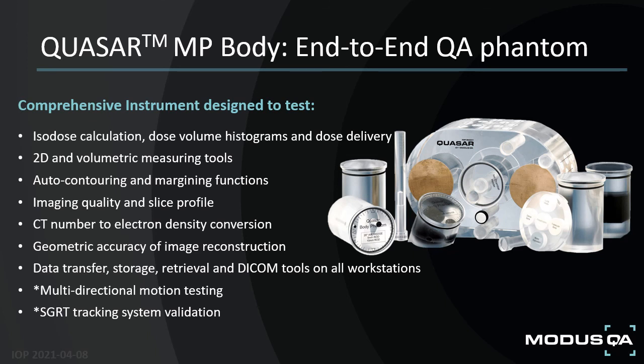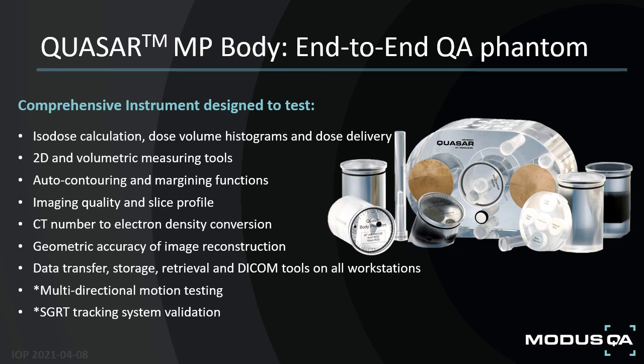Okay, so in summary for today's webinar, we have covered quite a bit of the MP body and most importantly, what it can do as an end-to-end QA solution. From its basic setup along with its library of inserts, the MP body is not only designed for dosimetric evaluations such as isodose calculation, dose calculation, and dose delivery verification, but also a plethora of non-dosimetric tests because it can assess the accuracy of its 2D and 3D volumetric measurement tools and calculations, its auto-contouring and margining functions. It can assess image quality and profiles of the CT imaging system.